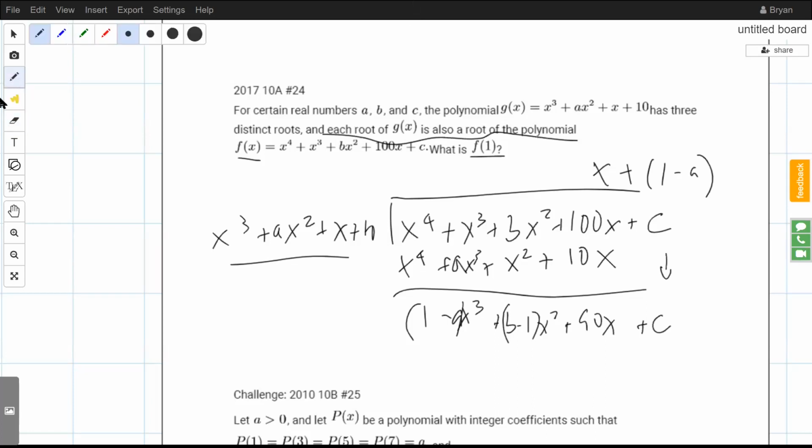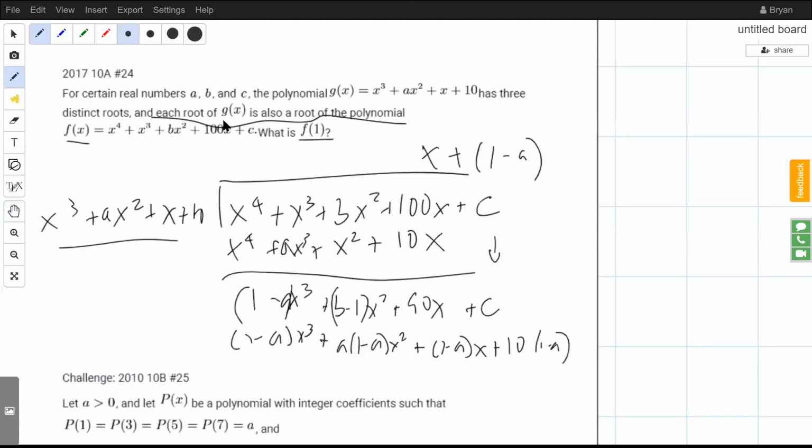Nothing else changes though. So we multiply this, we have 1 minus a times x cubed plus a times 1 minus a x squared plus 1 minus a times x plus 10 times 1 minus a. Since we know that this will divide evenly, as stated from here, we know that this difference right here has to be 0.